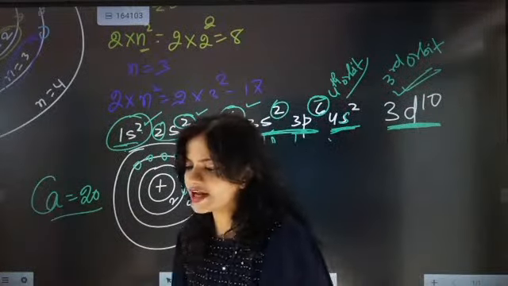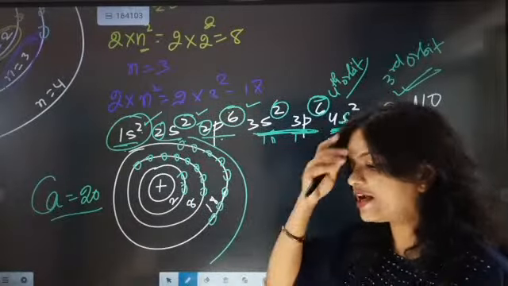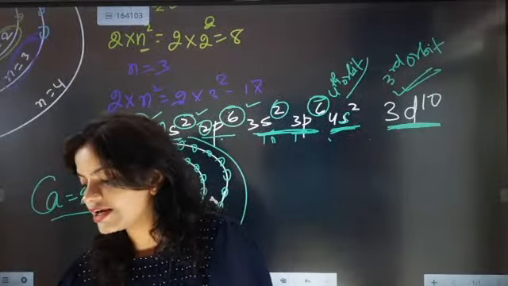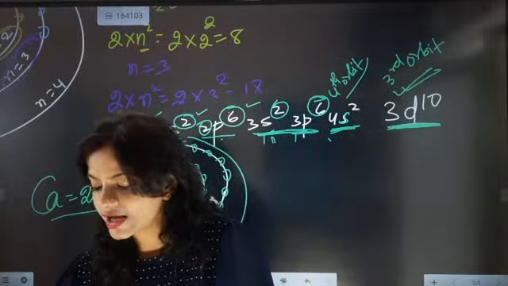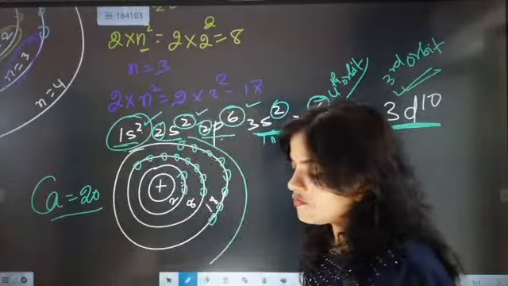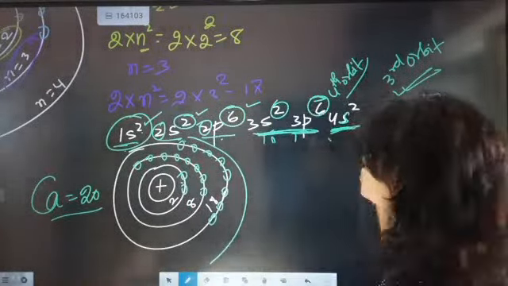2 plus 6, 8 electrons. And after filling those 8 electrons, what will happen? After filling those 8 electrons, what are we doing? We are again jumping towards the outermost orbit.